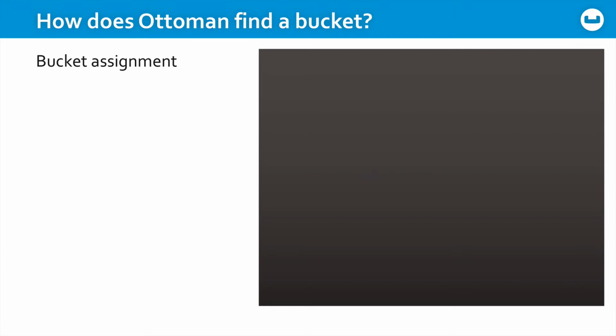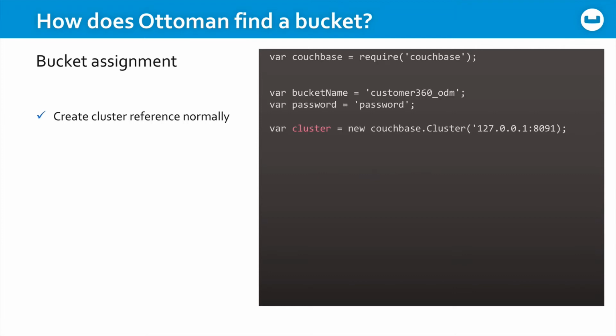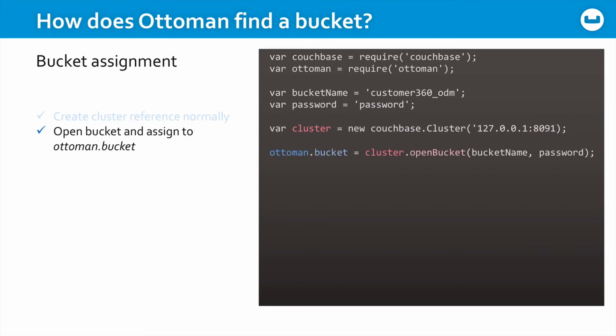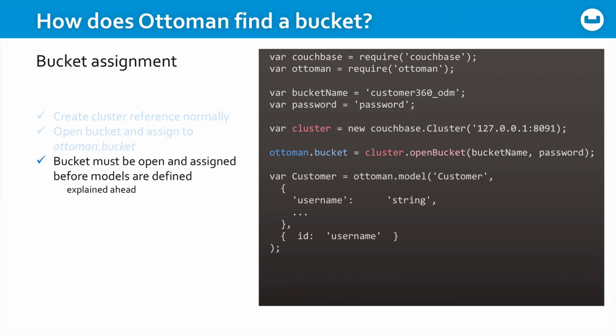Before you can do anything, as you might imagine, you need to know where the data is going to go. We've already looked at how to create your cluster reference and how to open a bucket, but notice here the bucket is being opened and then assigned to the bucket property of the Ottoman module. This needs to be done before the code executes to create a model, because the model is not simply defining a structure within your code, it's also setting up indices for you on the back end, and so it needs to know where to create those indices. So always assign the bucket before you define the models.